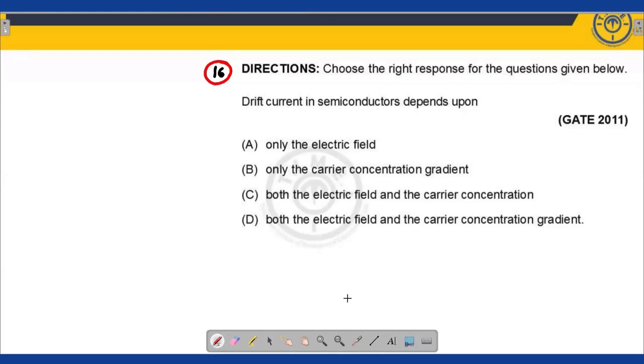The drift current in a semiconductor depends on. This is a question, my dear friends, that is asked over here, which is very, very important. Itself is that how to get the answer for this particular question also, which is very, very important. It's a basic question.